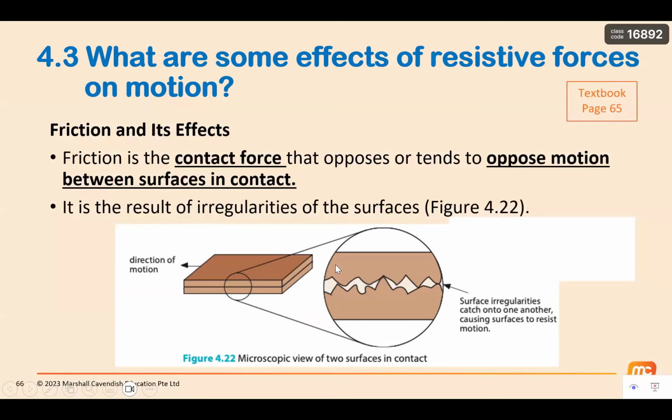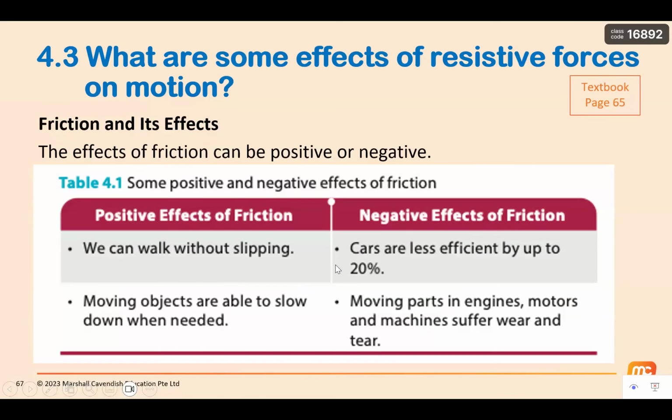Okay, so let's move on to some of the resistive forces. In this particular section, we will only be covering friction. We should know that friction is a contact force. It happens between two objects that are rubbing against each other in motion, and friction always opposes the motion. In lower secondary we have studied that friction can be useful, but friction can also be harmful. Some of the positive effects of friction are that it allows us to walk without slipping, and it allows a moving object to slow down and eventually stop. But some of the negative effects are that it reduces the efficiency of machines and it also causes wear and tear.